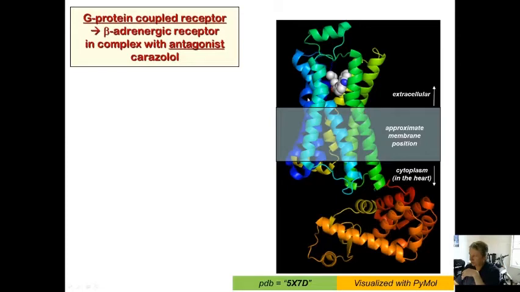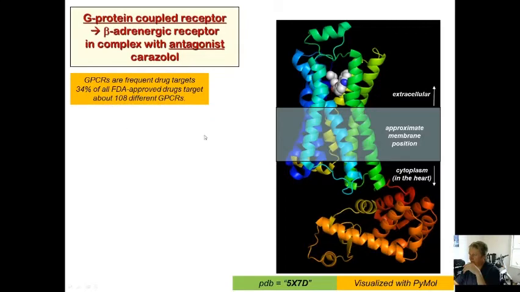There's the membrane. It's a membrane embedded protein. There's an extracellular side, a cytoplasmic side, and this is actually found in the heart. So this is the interface between the outside and inside of the heart. There's the drug. What actually happens is when an agonist would bind, this happens to be an antagonist. Actually, let's go back. GPCRs are common drug targets. About 34% of all FDA-approved drugs target about 108 different GPCRs. So they are common drug targets. That's what I wanted to say.